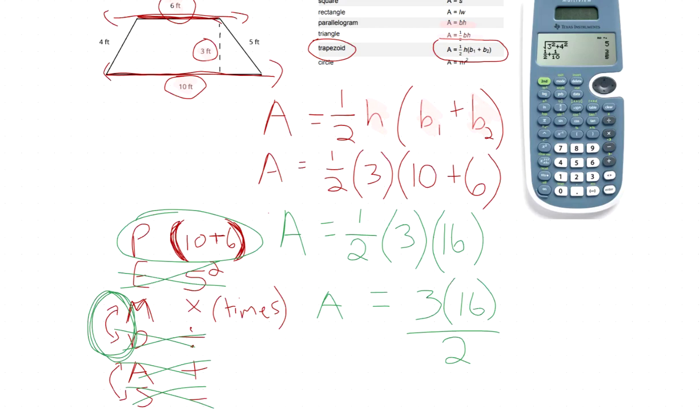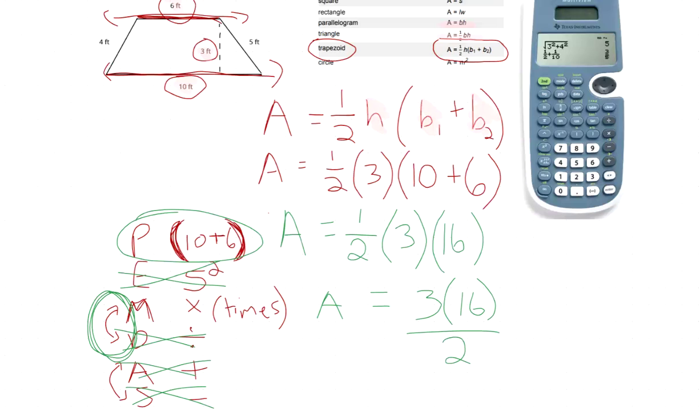So give that a try. Clear out your calculator and punch in 3 times 16 divided by 2. And you can do 3 times 16, enter to get 48, and then divide by 2, or you can put it all on one line. 3 times 16 divided by 2, all on one line together, and you still get 24.